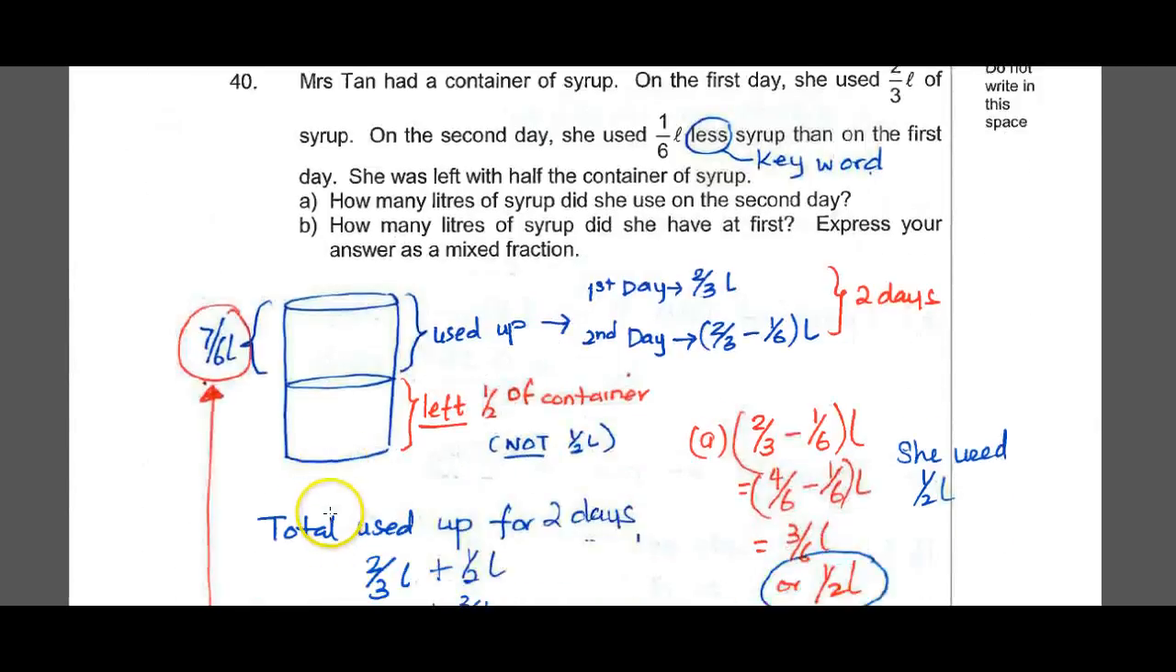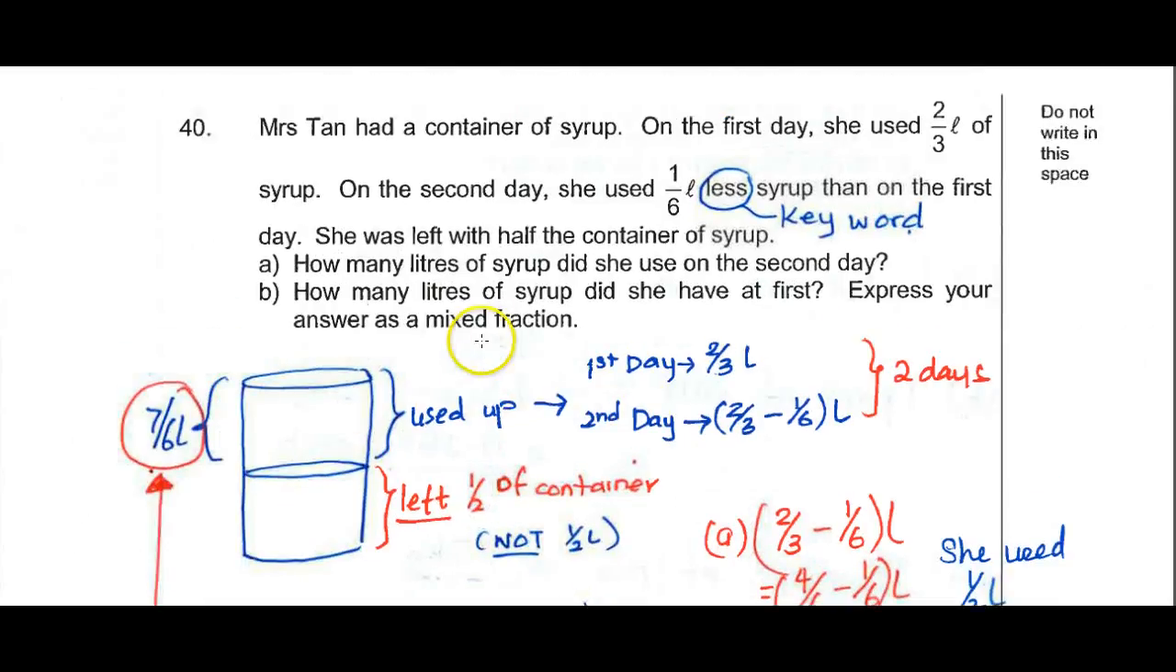Let's carry on. I have to go slower with this, but before that, let me zoom in and do the reading for you. Mrs. Tan had a container of syrup. Please visualize the whole container. All right, the whole container is here.